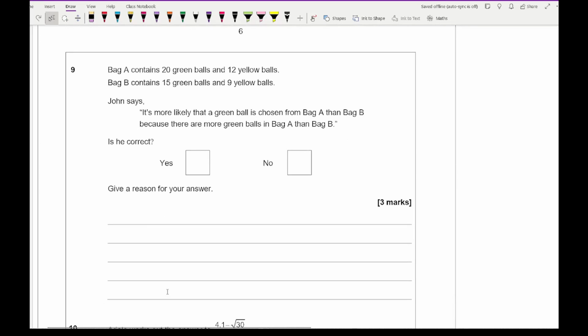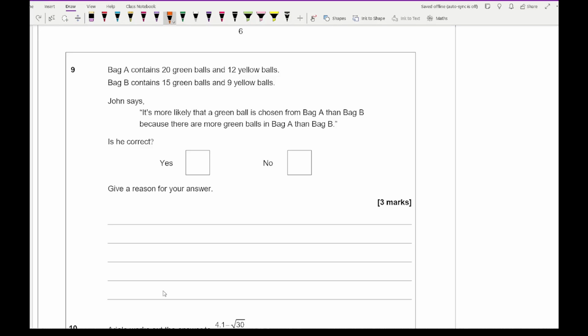Moving on to question 9, it says that bag A contains 20 green balls and 12 yellow balls. Bag B contains 15 green balls and 9 yellow balls. John says it's more likely that a green ball is chosen from bag A than bag B. This is because there are more green balls in bag A than bag B. Is he correct? And we need to tick yes or no. Now with these questions, try not to tick your box first.